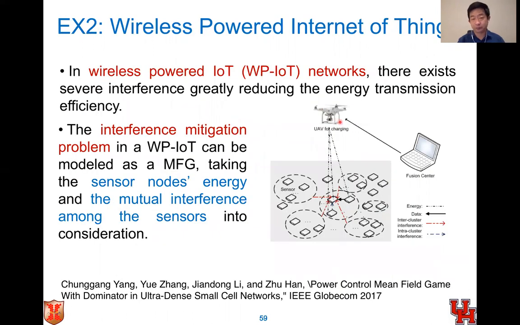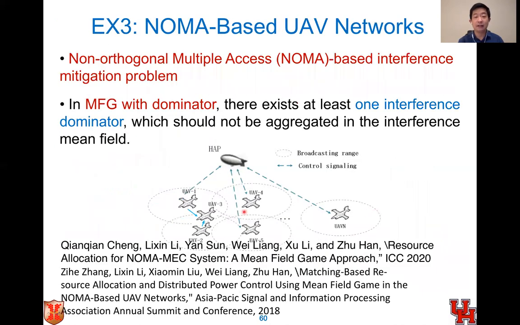And for UAVs, they fly to the Internet of Things to do the charging. There are many kinds of ODE here, because every time the energy depletes it follows some kind of ODE, and the UAV selects where to charge, and then collects the data. And then this is a hub with NOMA, and then the mean field game with a dominator, because there's a dominator at the top, and the non-interference dominator. And in this case, how can you do that?